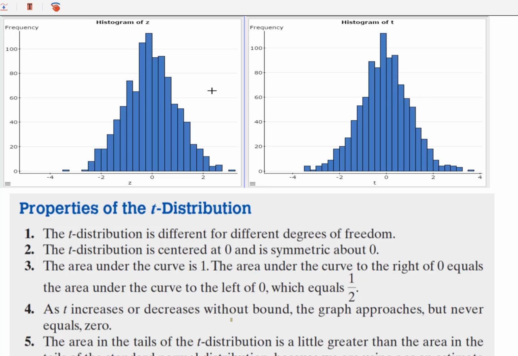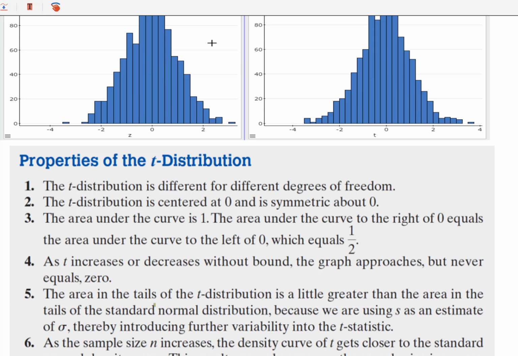We can see that. Because it's a density curve, the area under the curve has to be equal to 1. Because of the symmetry, the area to the left of 0 is going to be the same as the area to the right of 0, which is going to be 1/2. As T increases or decreases without bound, the graph approaches but never equals 0. Right? So it's asymptotic to the horizontal axis as well.